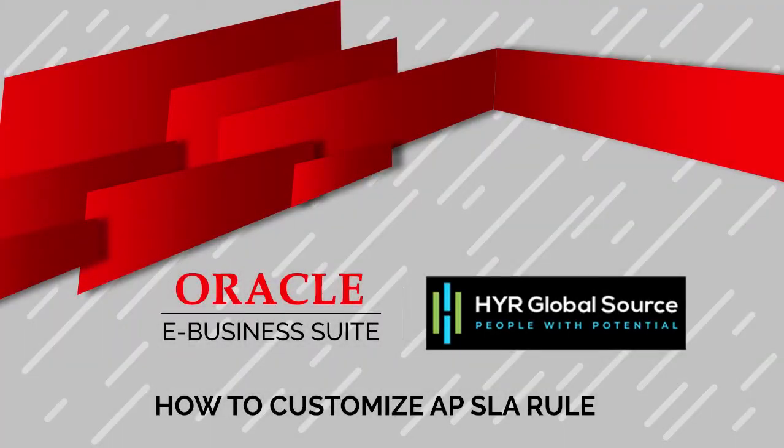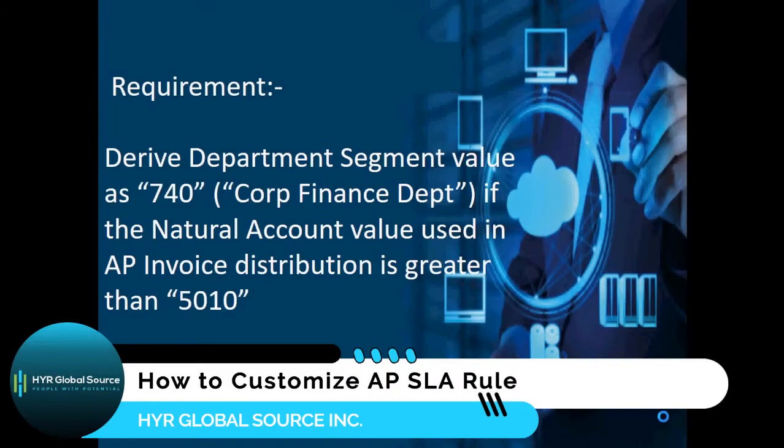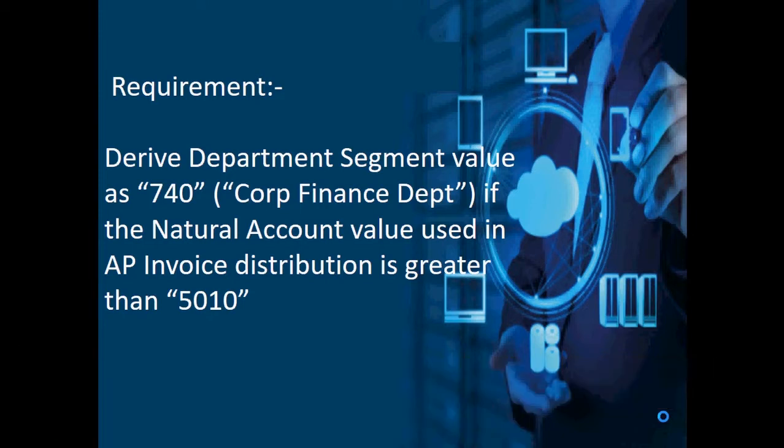Hello friends, in this video I will show you how to customize AP SLA rules. So I have taken a requirement. My requirement is to derive the department segment value as say 740, which is a corporate finance department, if the natural account value used in the AP invoice distribution is greater than 5010.